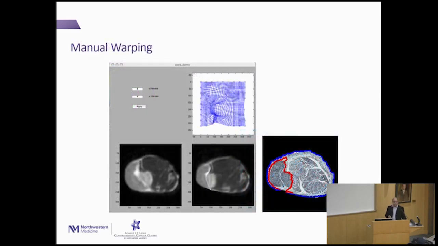Another issue with using histology and MRI is that histology is destructive. This is an example of some code that we wrote to warp the histology to match the MRI. So this mesh here shows how much you have to distort the MRI to make it match the histology or vice versa.